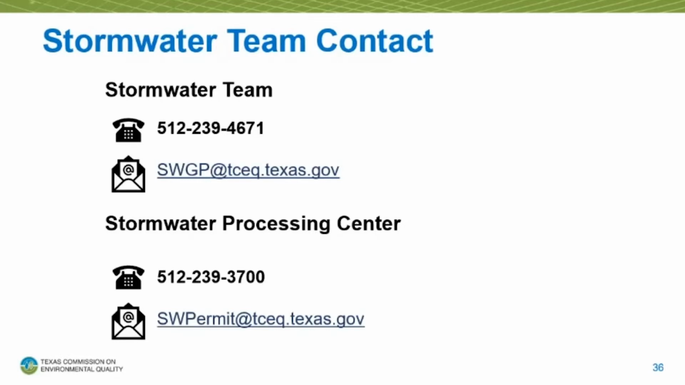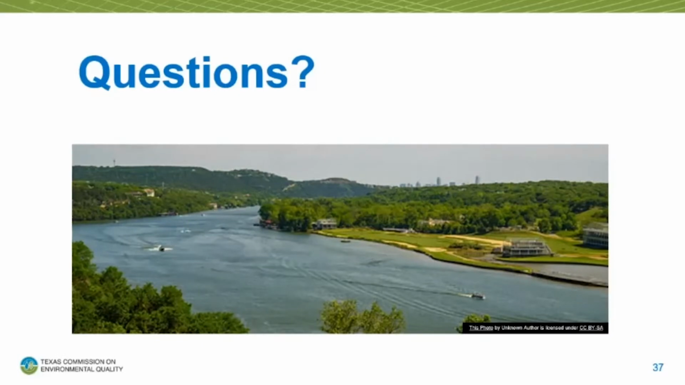And then I mentioned the Stormwater Processing Center. They process applications and help our customers get through our CRZ permitting system. And so if you need any assistance with that, you can reach them at that 3700 phone number, or they have their own mailbox, swpermit@tceq.texas.gov. And so with that, now I think we can take some questions.